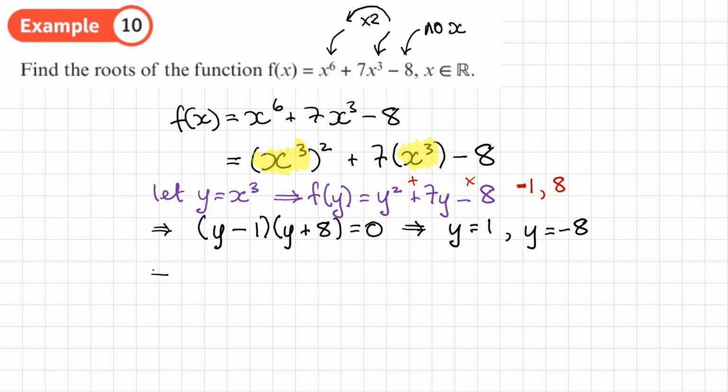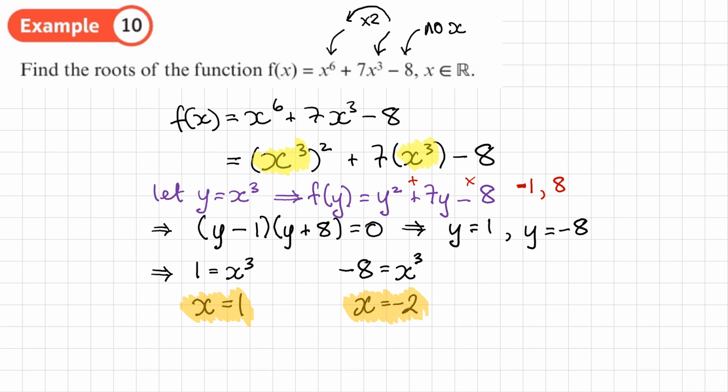So from here, if y is 1, that means that x cubed is 1. What can we do? We can solve that, find the cube root of both sides. That will give me x is equal to 1. Okay, how about when y is negative 8? Well, when y is negative 8, that means x cubed equals negative 8. We can cube root both sides, and that will give me x is equal to negative 2. So now I've solved it for x. So I use that y as like a stepping stone to help me.